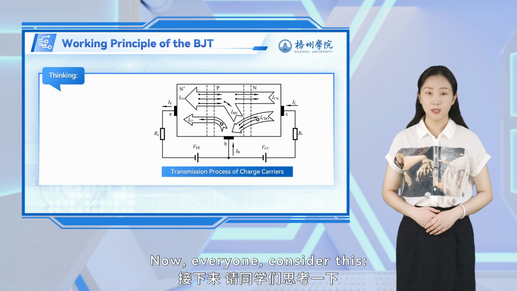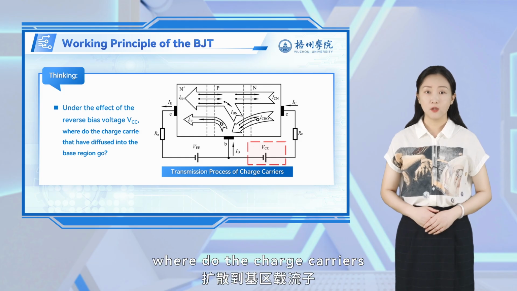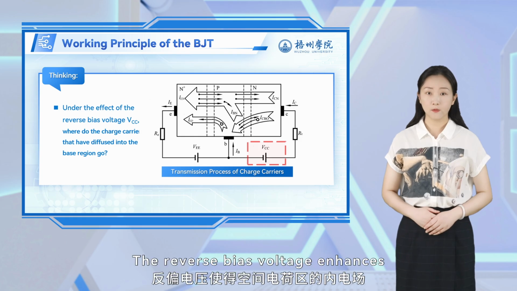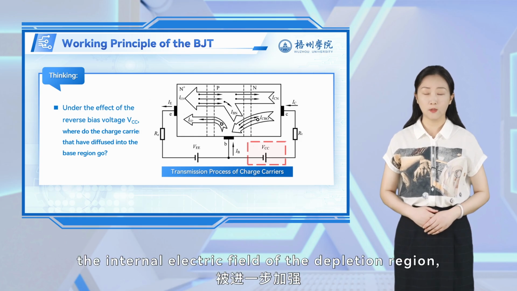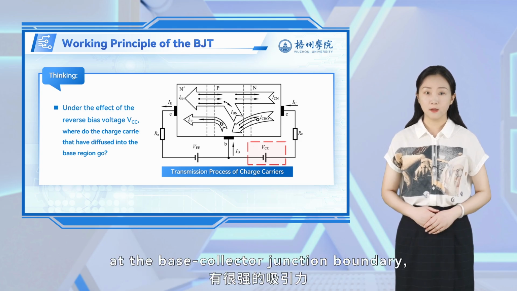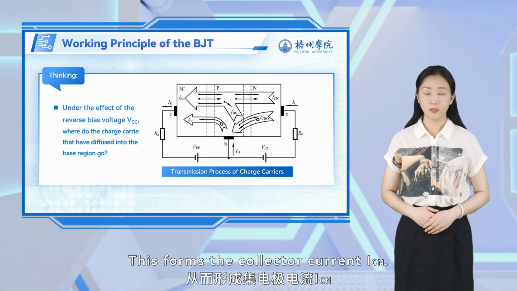Now, everyone consider this. Under the effect of the reverse bias voltage VCC, where do the charge carriers that have diffused into the base region go? The reverse bias voltage enhances the internal electric field of the depletion region, strongly attracting electrons at the base-collector junction boundary, causing them to drift rapidly across the junction. This forms the collector current ICN.